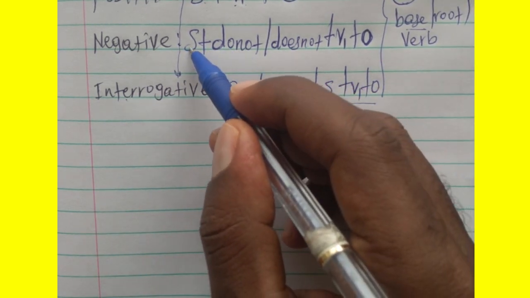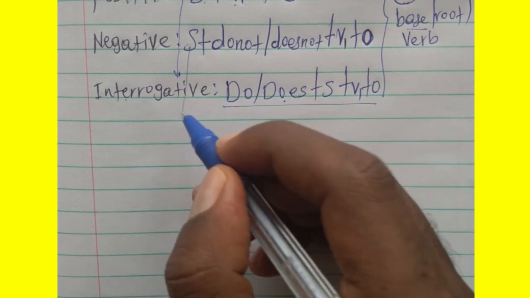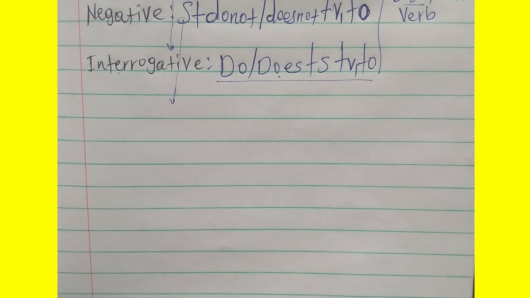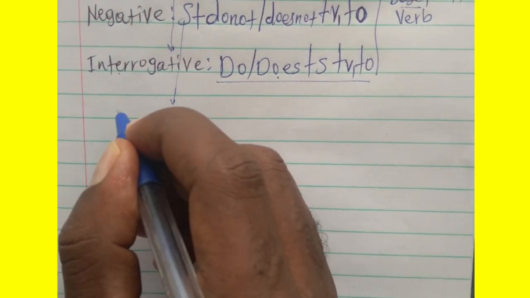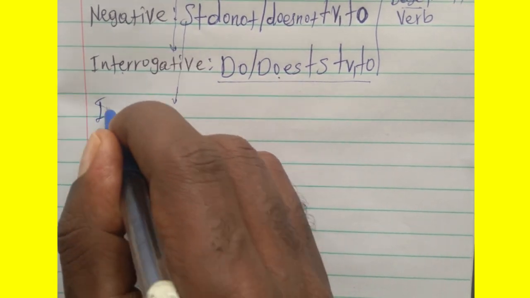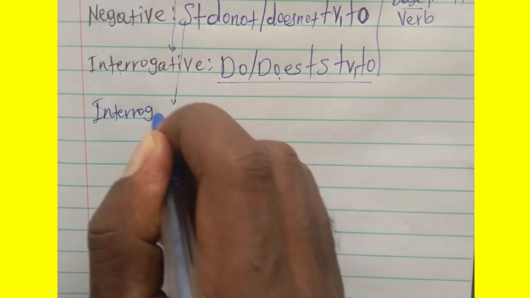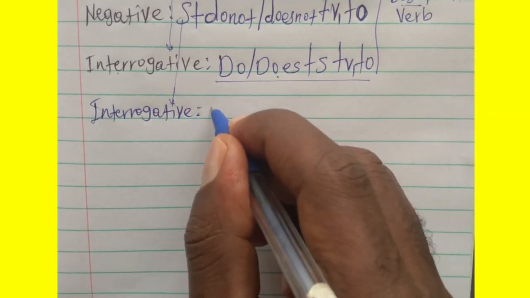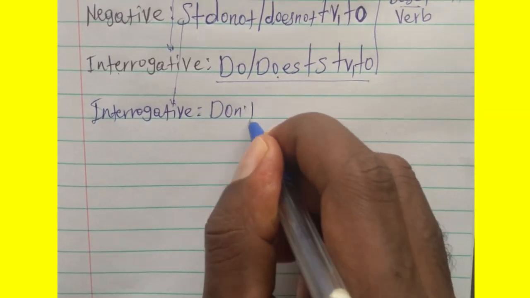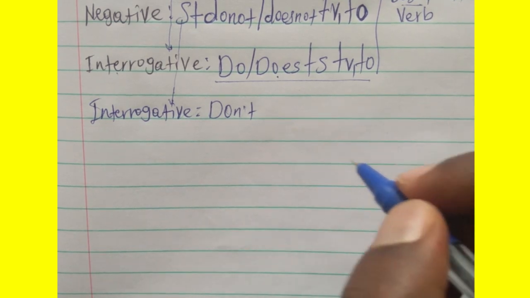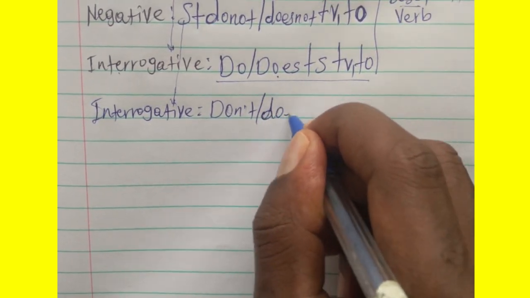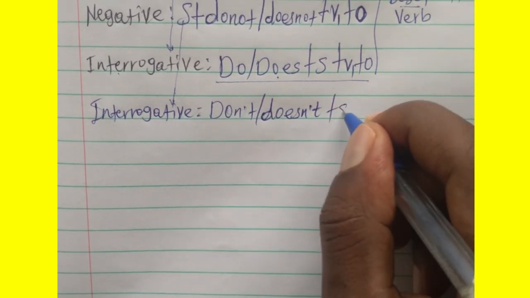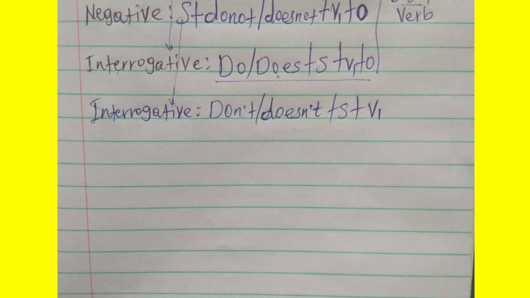And when we change the negative form into interrogation, which is the negative interrogative form, it will be do not, which can be contracted as don't, or doesn't, which means does not, plus subject plus verb 1.